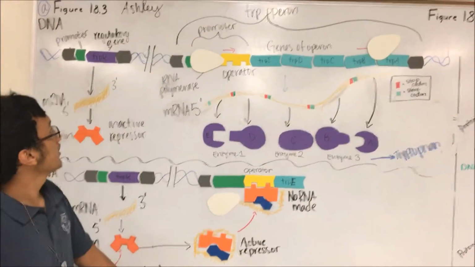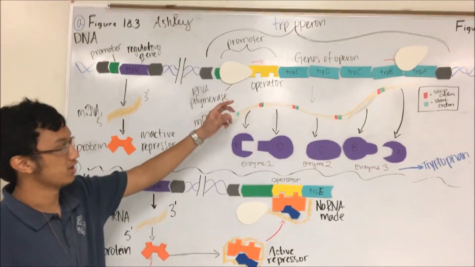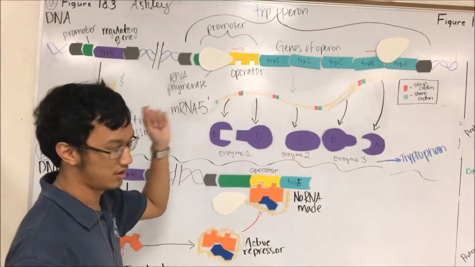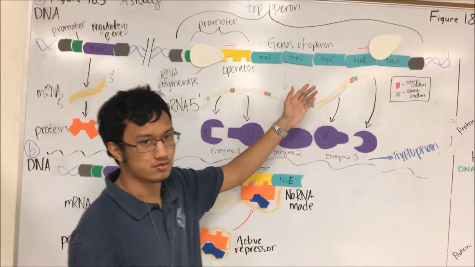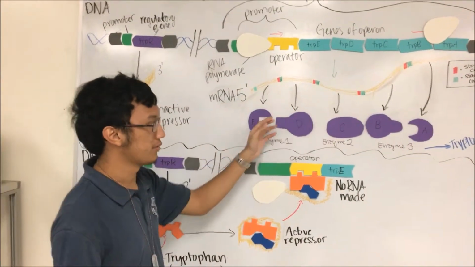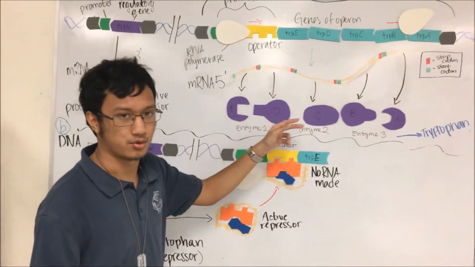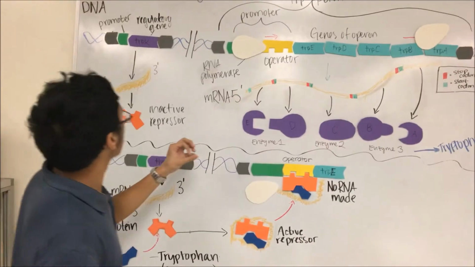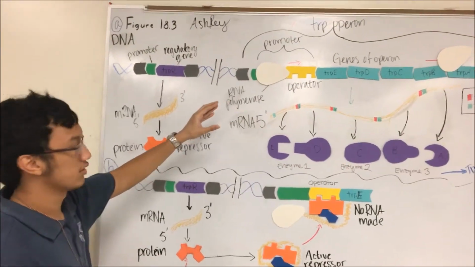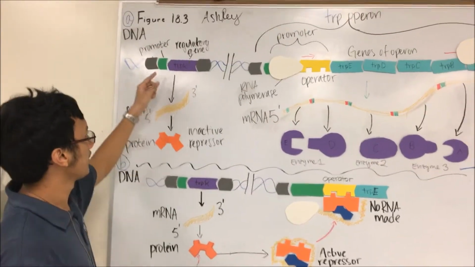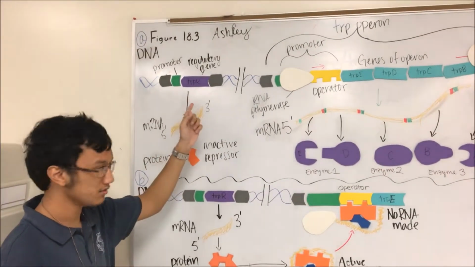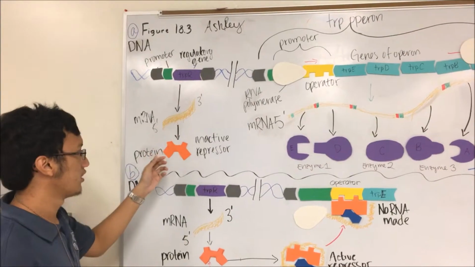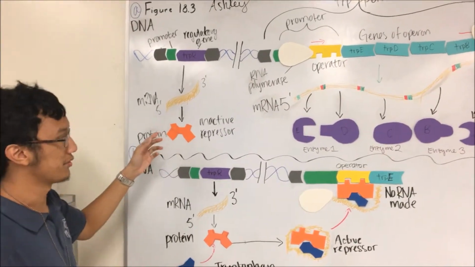So here in figure 18.3, we have the trp operon, which consists of the promoter and the genes of the operon. The genes of the operon code for enzymes that would connect together to form tryptophan. So this consists of the promoter and the regulatory gene trpR, which codes for a protein that is the inactive repressor.